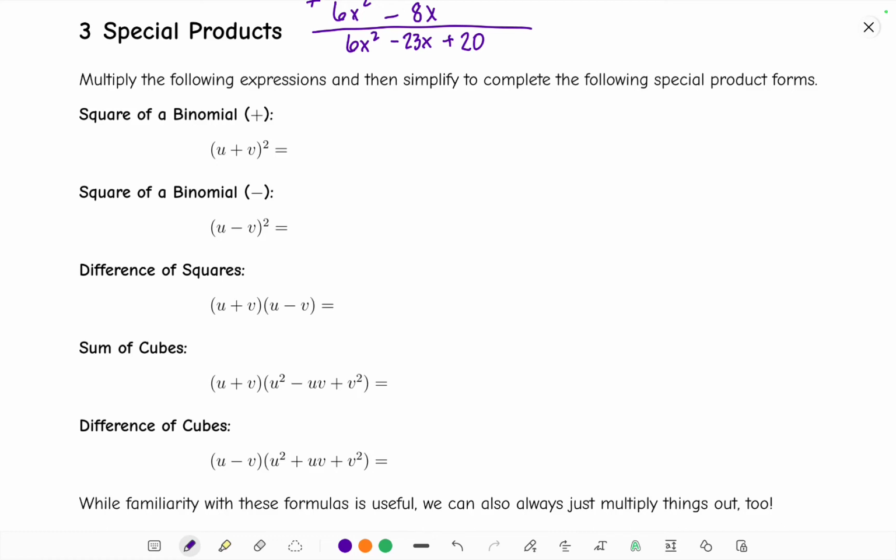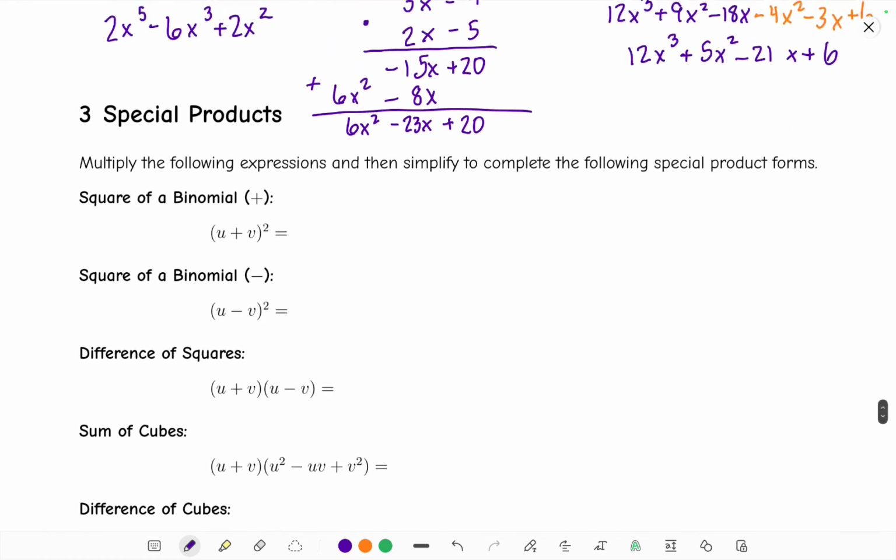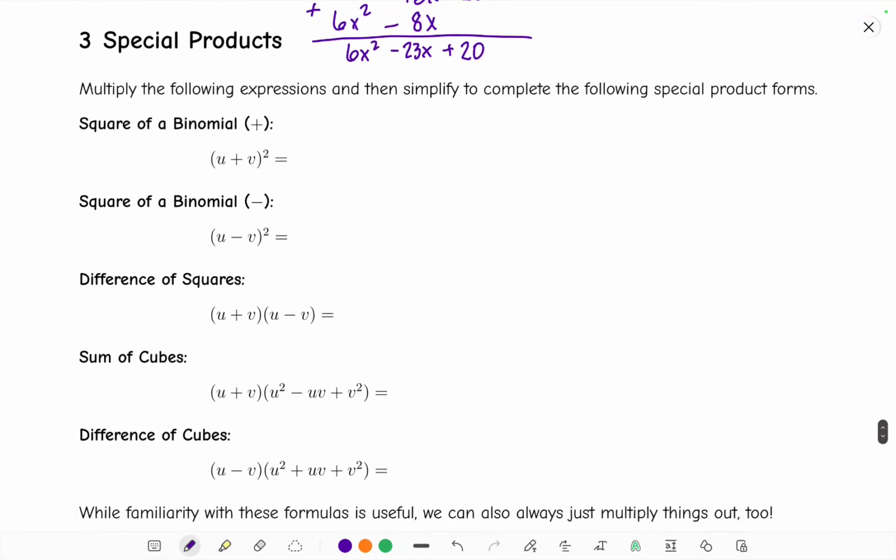So for example, u plus v squared. Do not distribute that 2. You can't distribute exponents over addition. So the only thing that we can do is that we know that u plus v squared means u plus v times u plus v.